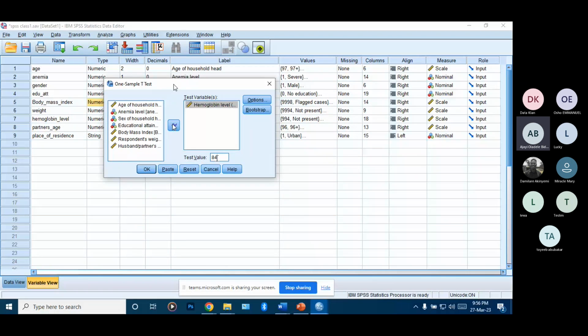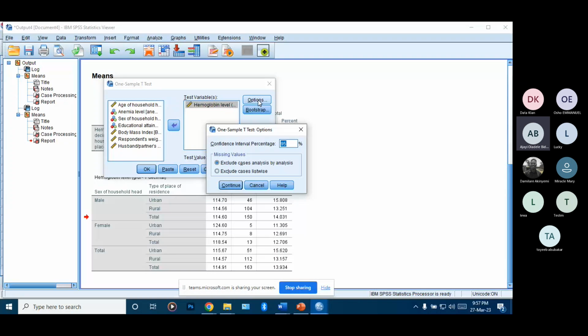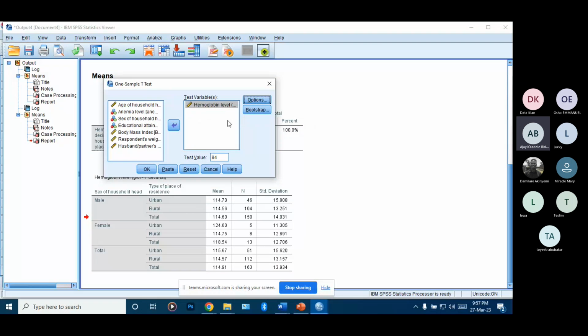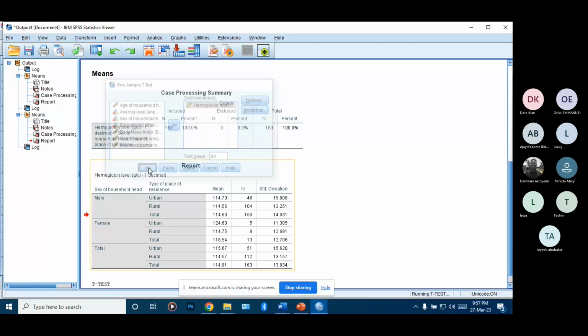Okay. And we now collected our own new sample and we want to check if the mean hemoglobin level of those former people is statistically different from the mean hemoglobin level of those ones that we just collected, right? So now we are using the test value 84 and we have hemoglobin level. Let's look at options. Do we need to check anything here? No, we continue. No need for bootstrapping, then we click OK.